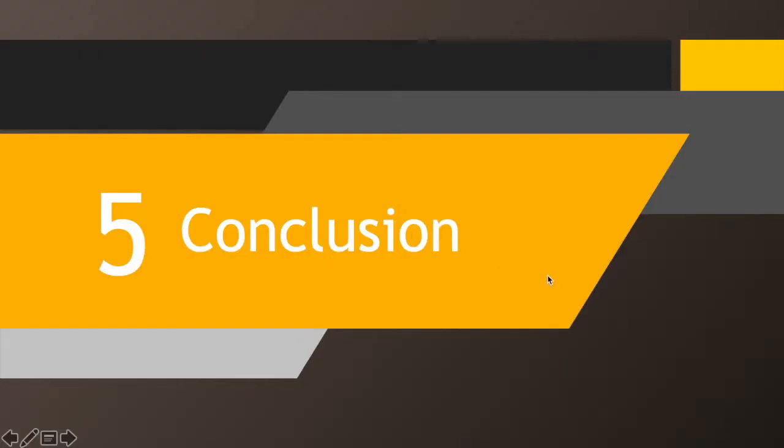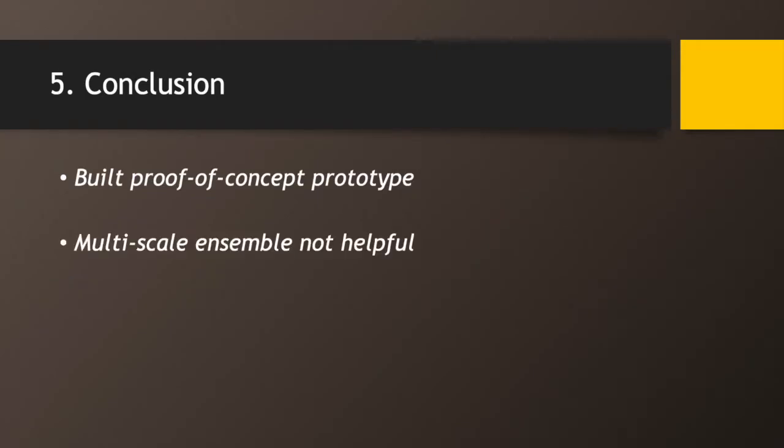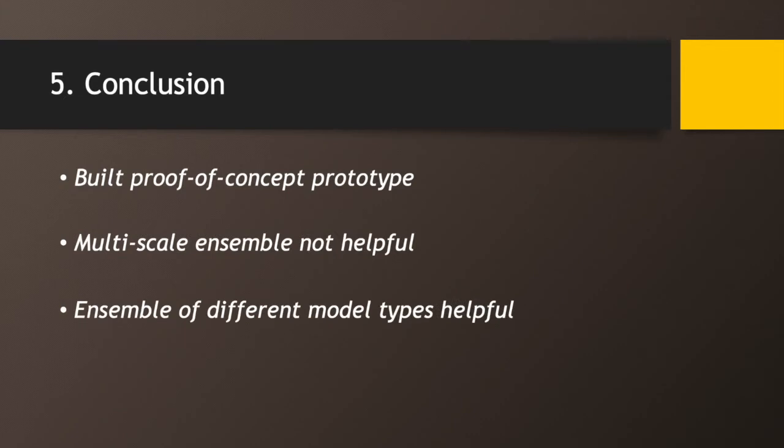Part 5 is a quick summary and conclusion. In conclusion, we have built a proof of concept prototype, and we see that the multi-scale ensemble, in this case, is not helpful. It's not helpful to use both level 5 and level 7 for a heat map prediction on level 7, because level 5 alone does better. And an ensemble of different model types is helpful in our experiments: averaging the results of random forest and a dense layer is better than either one alone.